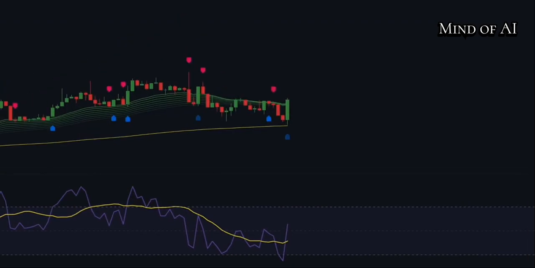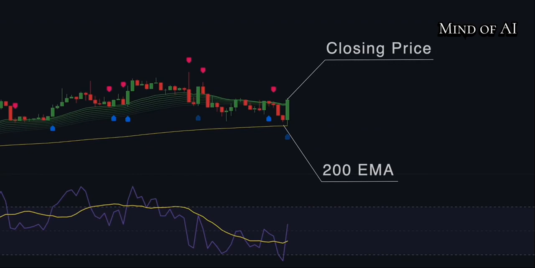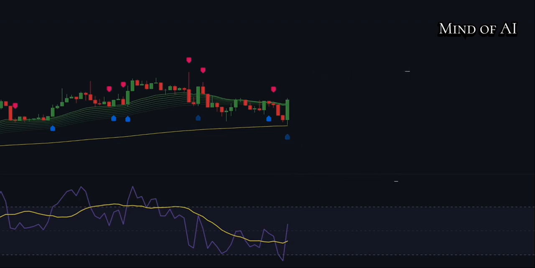For a long trade, the following must be met. First, the price must be closed above the 200 EMA. The ribbon must also be above the 200 EMA. In addition, it must be green. Second, the price must pull back into the ribbon without closing below the long-term EMA. The machine learning strategy must then print a blue label. Lastly, the RSI must be oversold prior to the buy signal. As soon as these conditions are met, you can open a long trade.